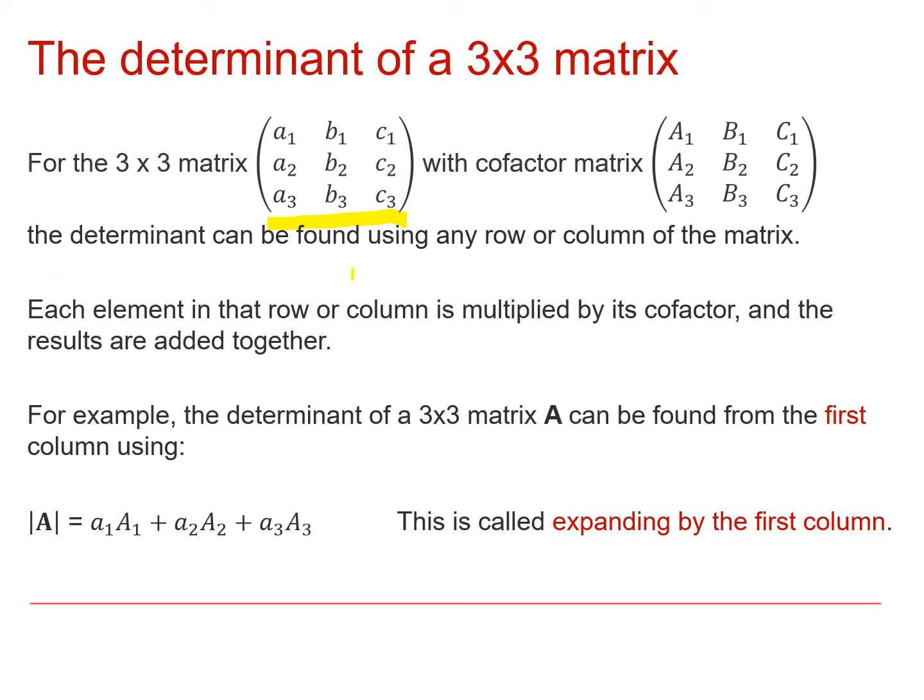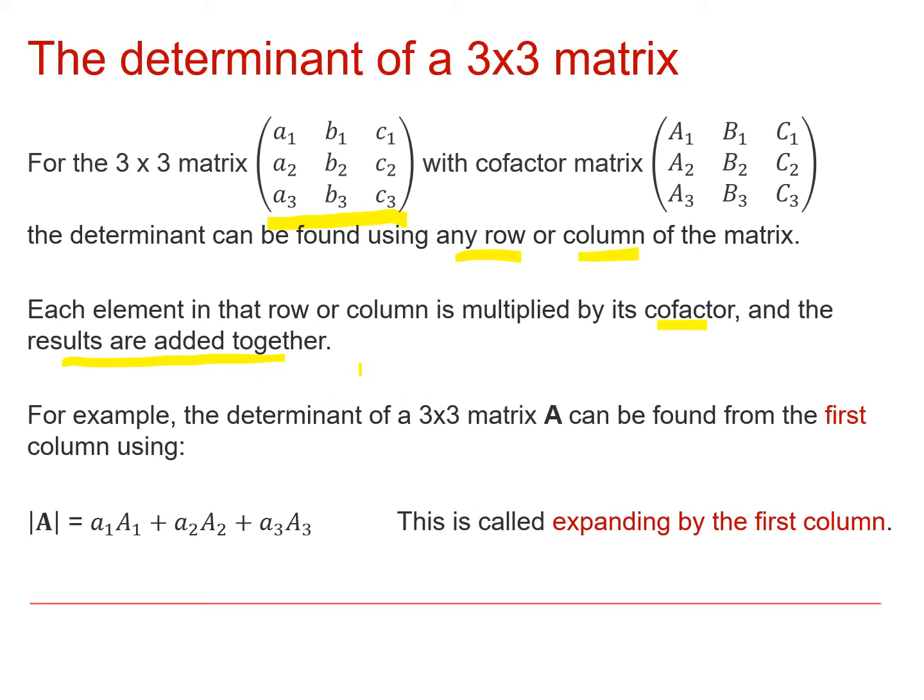The determinant can then be found using any row or any column of the matrix. And all you do is you take each element in that row or column, depending on which you've chosen, you multiply it by its cofactor, and then the results are added together.